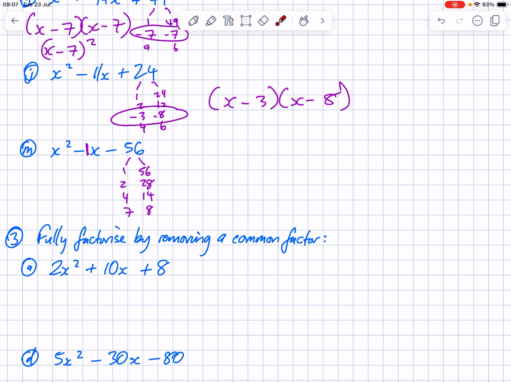So is there any way that I could get negative 1 with 1 and 56? No. 2 and 28? No. 4 and 14? No. But 7 and 8? Yes. I need negative 1, so I'd be 7, negative 8. 7 take 8 is going to be negative 1, so that's my A and B. So this factorizes to x plus 7, x take 8.